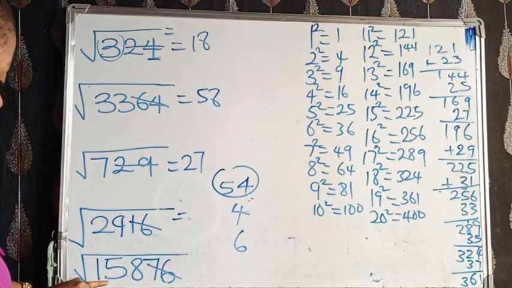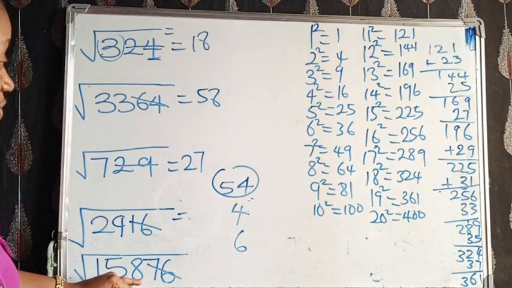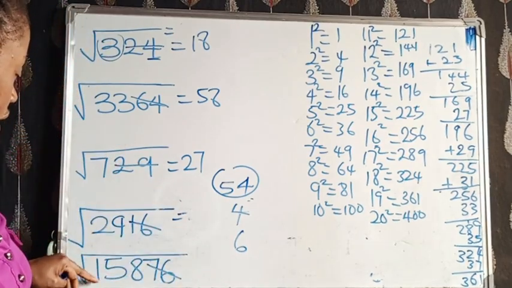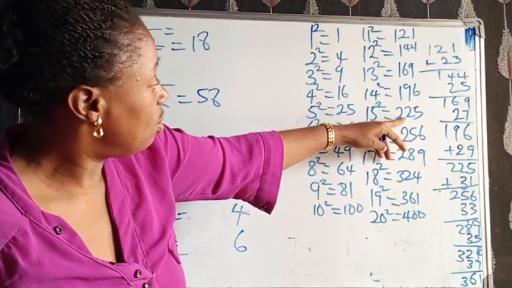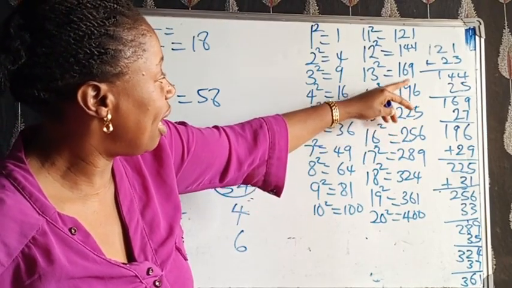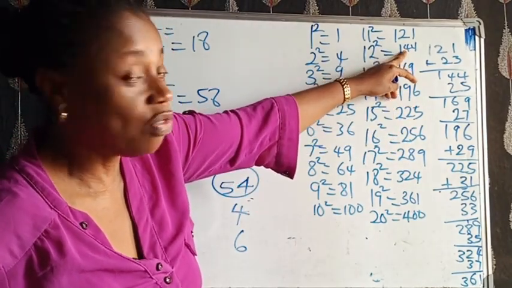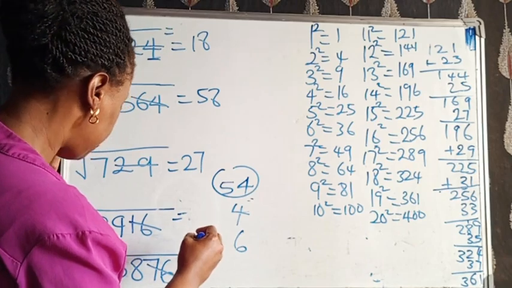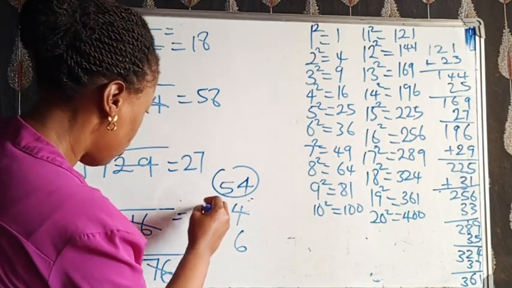So we come here and check for the number whose square will give us 158 or below, not higher. So we check this 158. This 225, no, that's higher. This is higher. This is higher. 144 is not higher. So that will be 12.